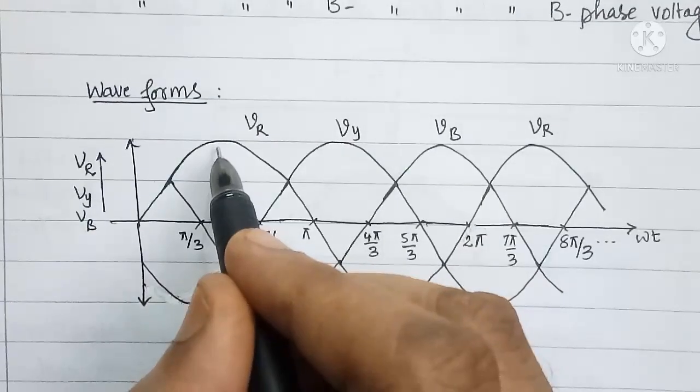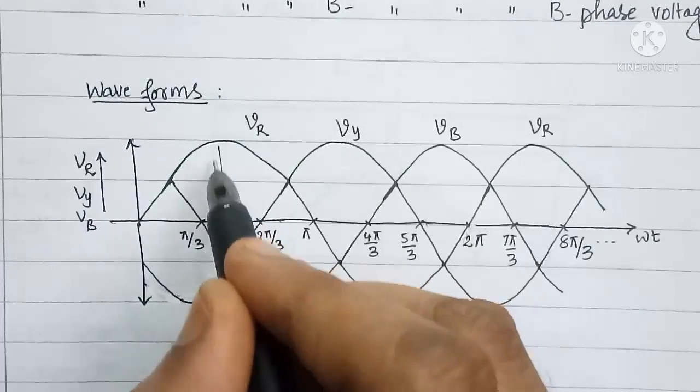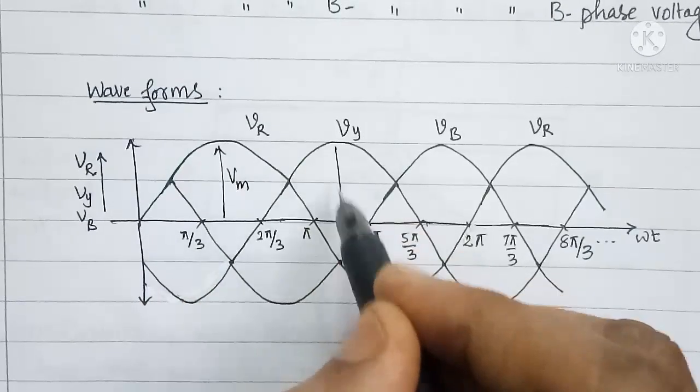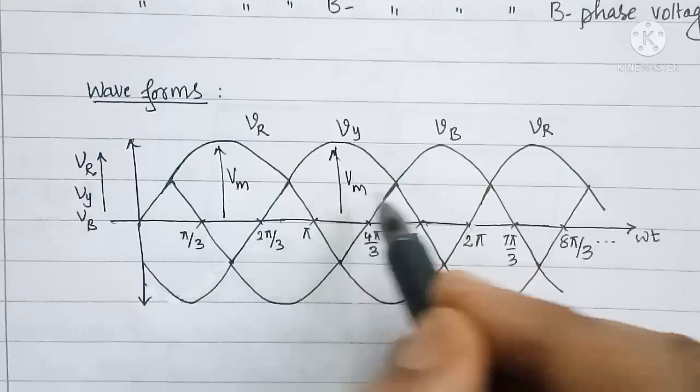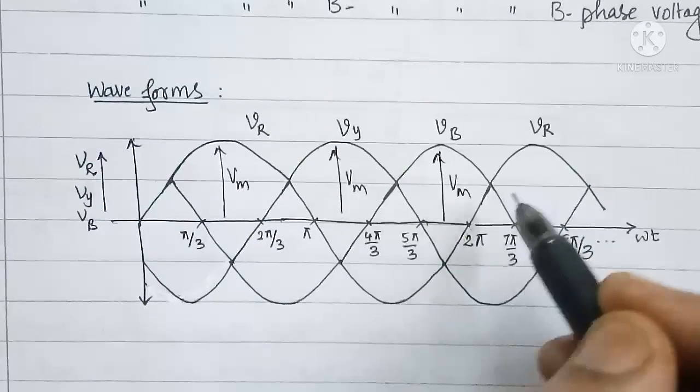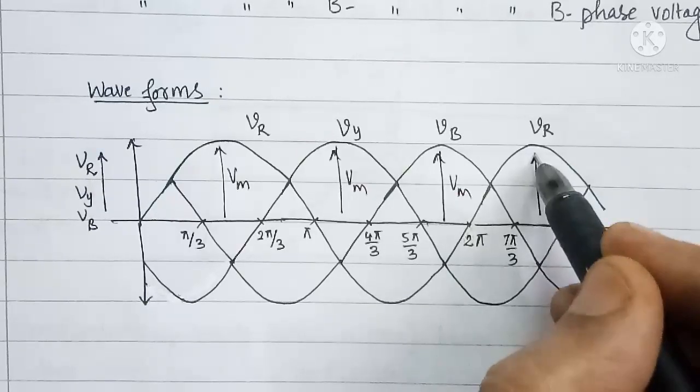And here you will see the positive peak voltages Vm, Vm, Vm and Vm.